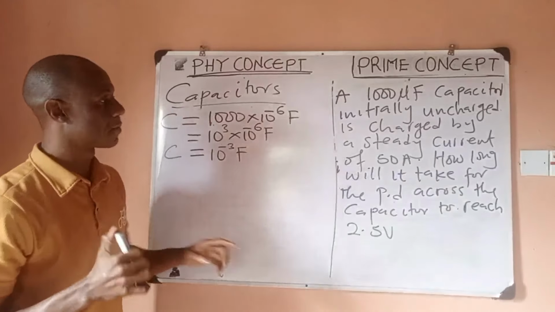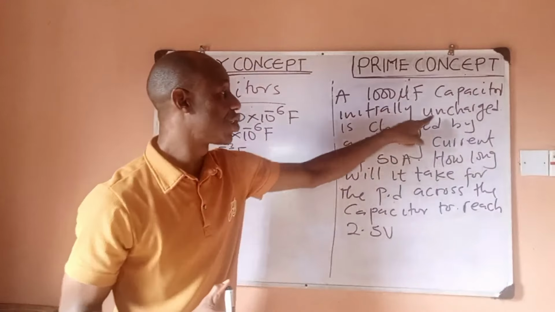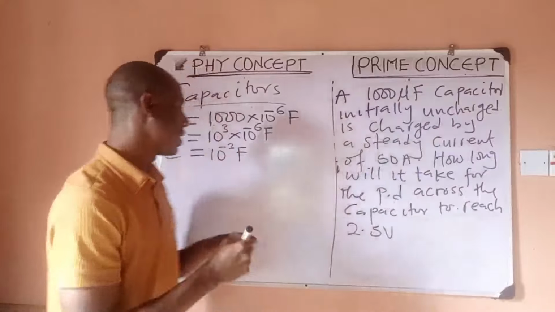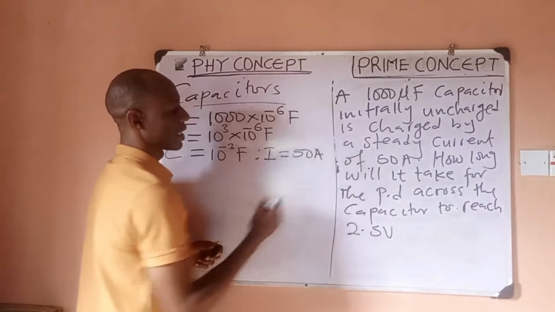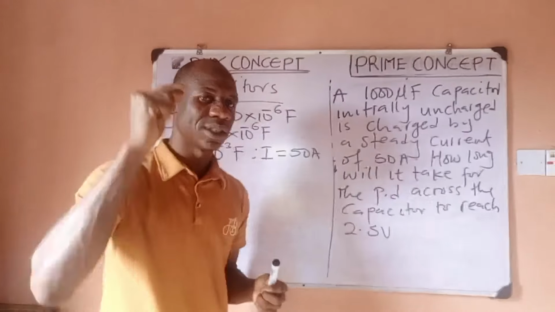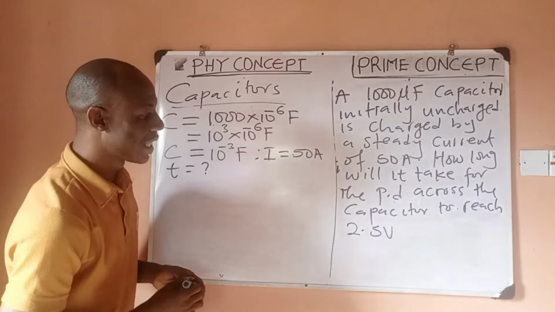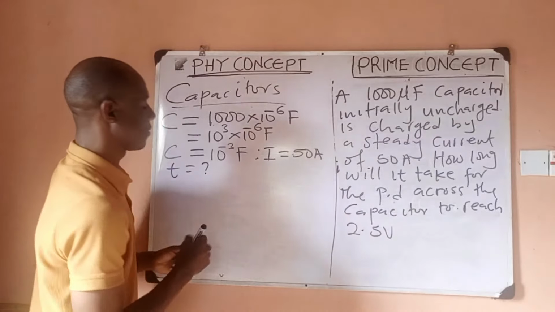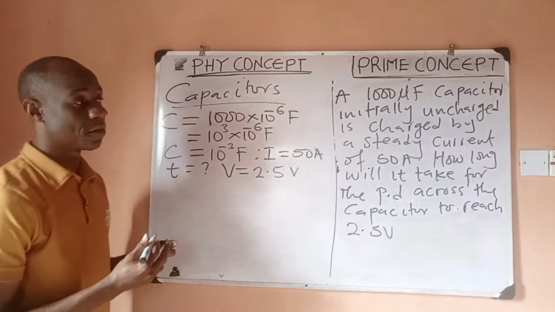I've not solved yet. A 1000 microfarad capacitor, initially uncharged, is charged by a steady current of this. So they gave us the current that charged that capacitor as 50 amperes. Now, how long? How long is talking about what? Time. So we're trying to find how long it will take for the PD across the capacitor to increase to 2.5. So they gave us the voltage, 2.5 volts. So we're looking for time.